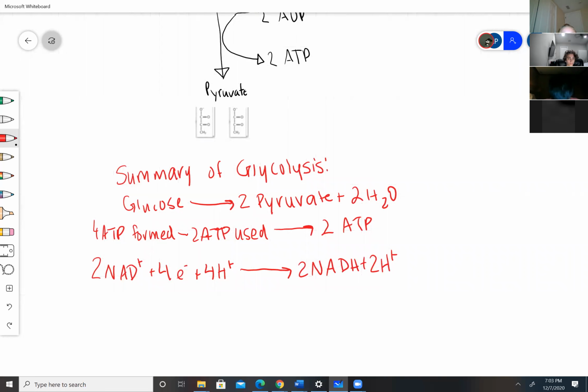So overall, for each molecule of glucose, 2 ATP is used to form 4 ATP. The glucose is broken down and becomes 2 molecules of pyruvate and 2 water molecules. 2 NAD molecules and 4 electrons, as well as 4 hydrogen ions, are transformed into 2 NADH molecules, and 2 hydrogen ions are left over.